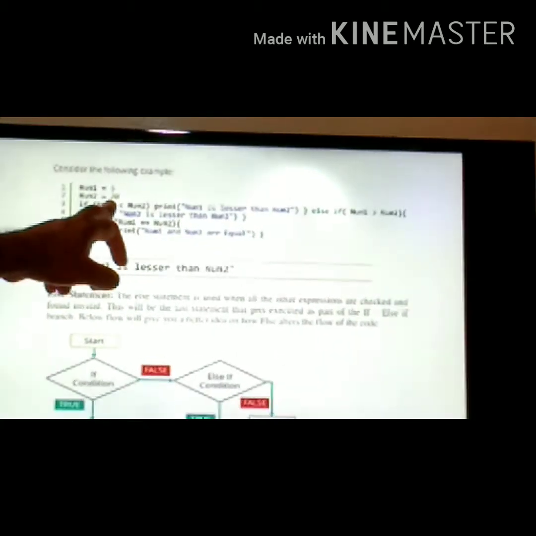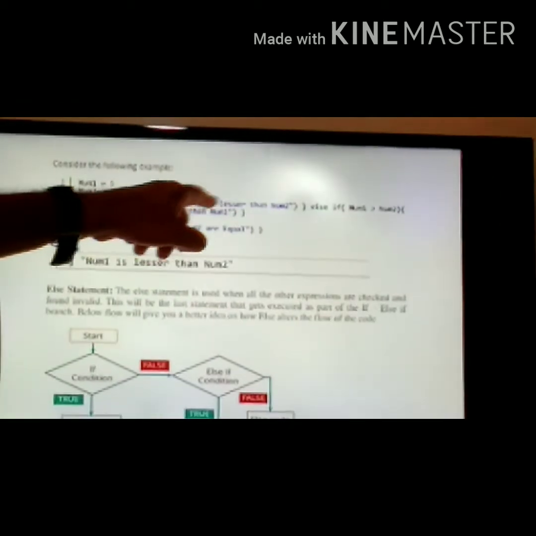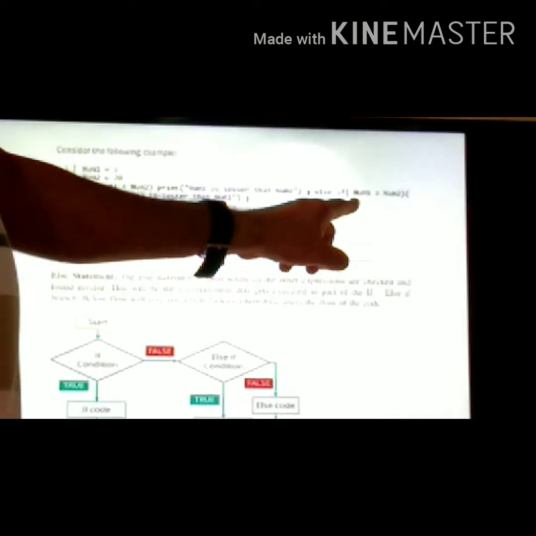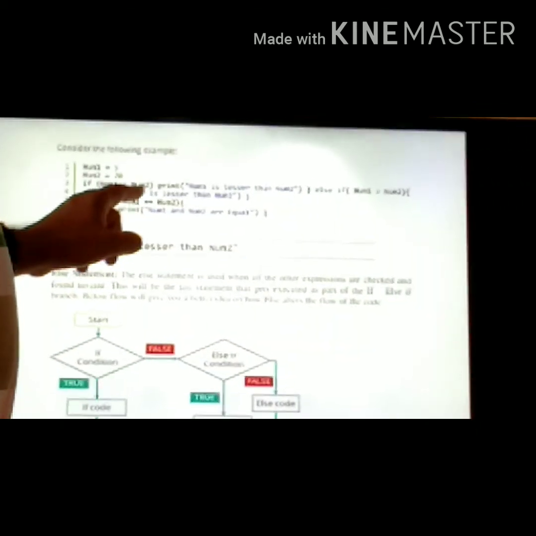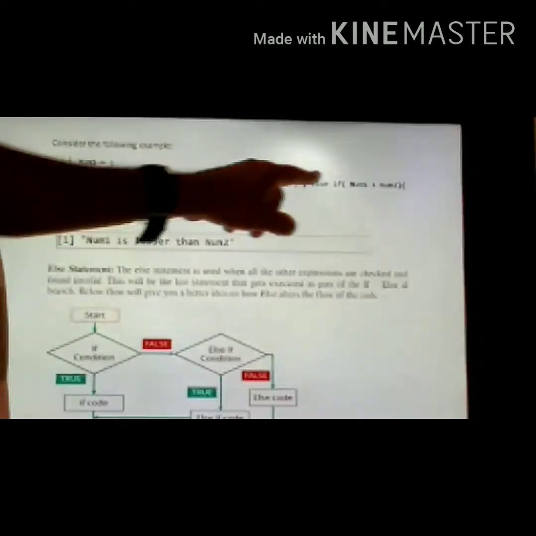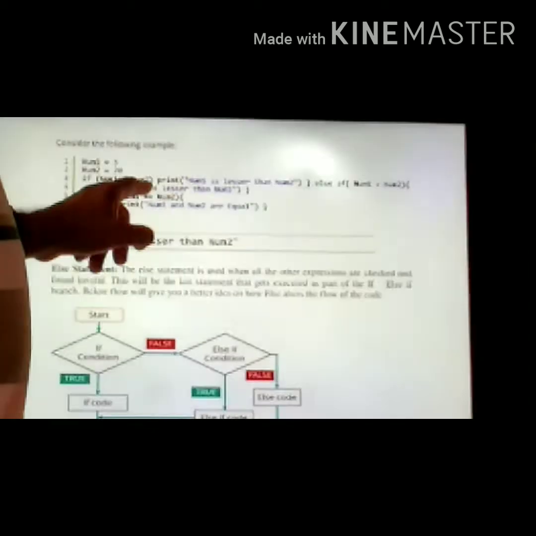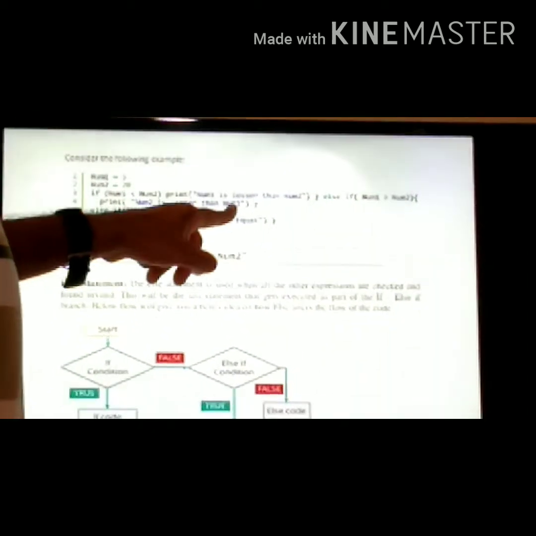So here this is one statement. In this statement, what is the print we want? Number 1 is less than number 2. Else if, the otherwise case: what is the otherwise case condition? If number 1 greater than number 2, we want to print number 1 is less than number 2. The else if condition is number 1 greater than number 2, but we want the output "number 1 is less than number 2". Don't change, this is number 1 greater than number 2.